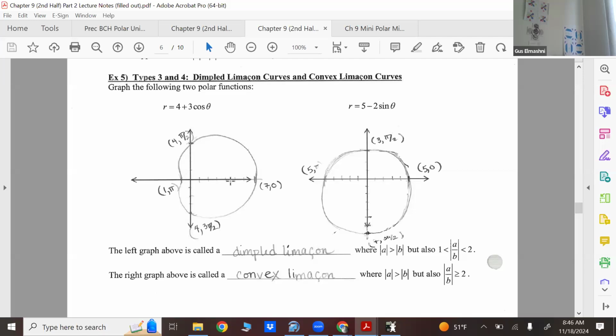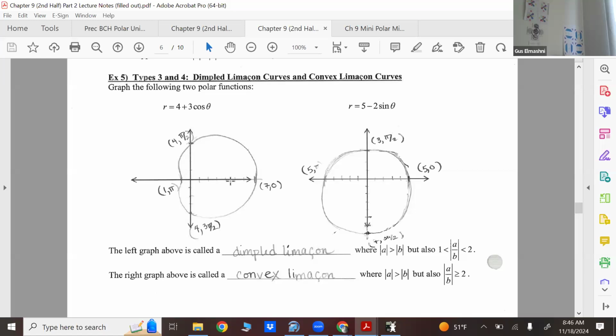If it's between 1 and 2, and don't worry, I'm not going to ask you to graph these by hand. So don't worry, like, oh my God, I have to memorize this. No, don't worry about that. You don't have to memorize it because you can have a graphing calculator anyway, right? So it's all good. But just so you know how to differentiate between these two types of graphs: if the absolute value of a over b is between 1 and 2, that will result in a dimpled limaçon. If it's greater than or equal to 2, then it's convex.